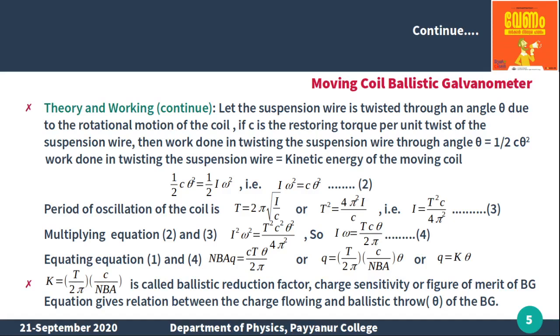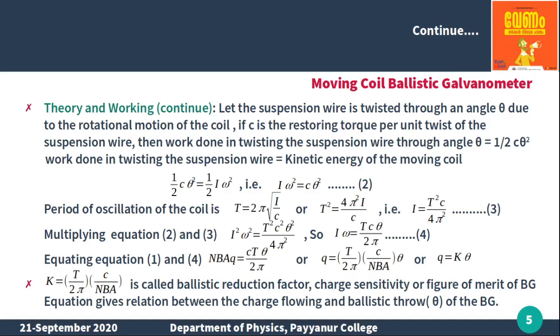Okay. Now what we will do is we will multiply equations 2 and 3. Then I into I omega square, that means I square omega square, is equal to the other side, T square C square theta square divided by 4 pi square. We just multiplied the left hand sides and right hand sides of equations 2 and 3. Okay, now we can take the root of that.